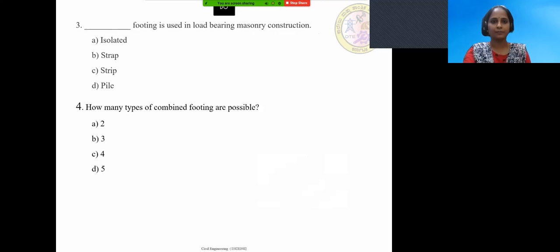Dash footing is used in load bearing masonry construction. Option A, isolated. Option B, strap. Option C, strip. Option D, pile.